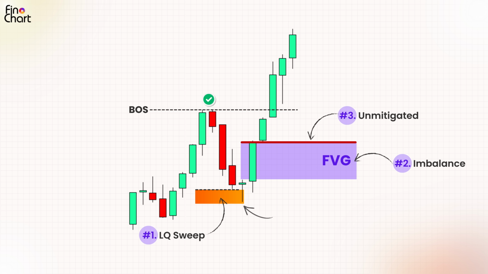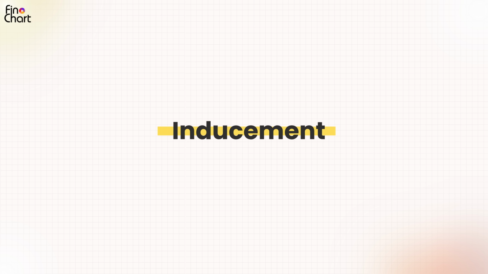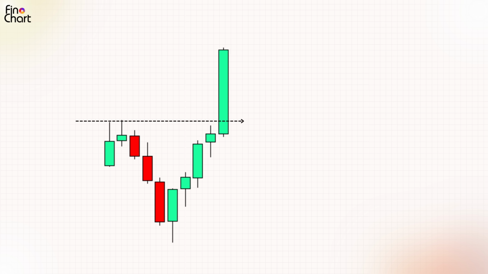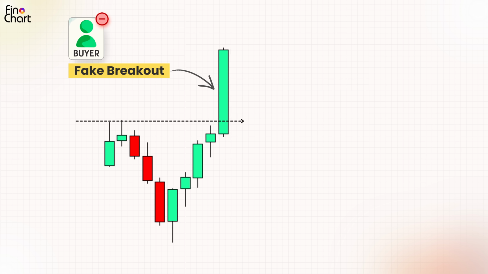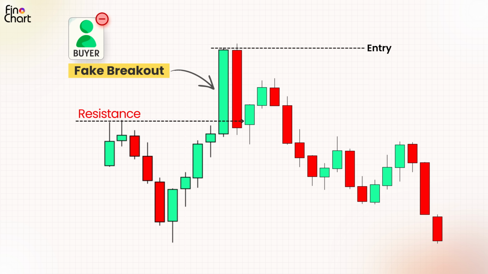But there's one more piece that makes this setup truly high probability, and that's inducement. Inducement is when price approaches a structure level and creates a fake move to trap retail traders. It makes it look like an important level, like a resistance or support, has been broken. Retail traders see this, get excited, and jump in. But the moment they enter, the market reverses sharply and wipes them out. This is smart money engineering a trap to generate the liquidity they need.